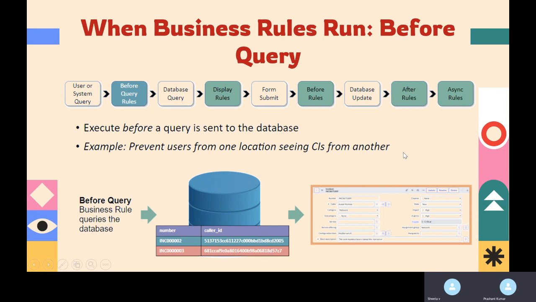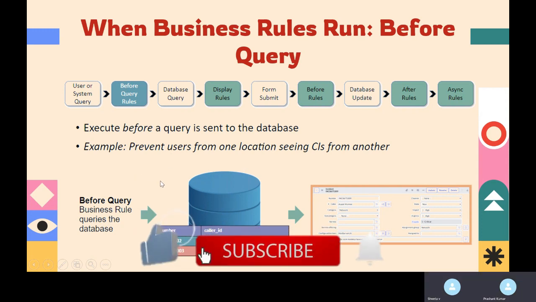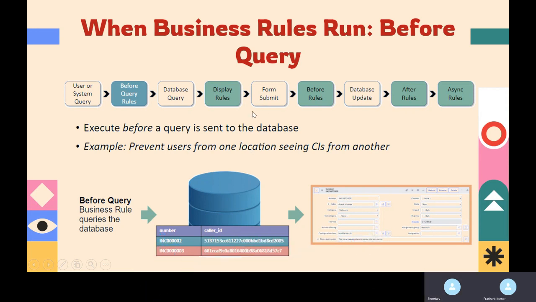The same kind of example I have also given: we are restricting the number of incidents. Suppose I am from Australia, I should see only the Australian incidents. So this is the before query rule. We get a query when we are sending something to the database, some action or event, and we are retrieving the list of data. So there we see how the before query business rule is executed.